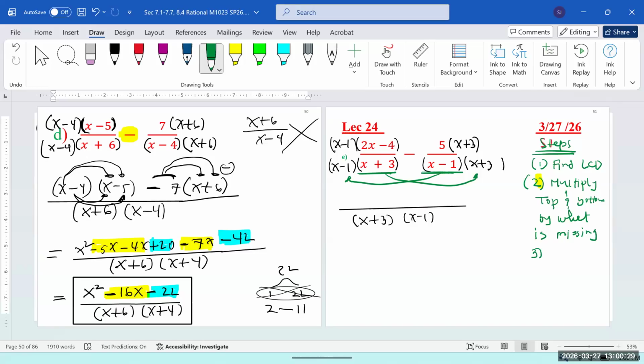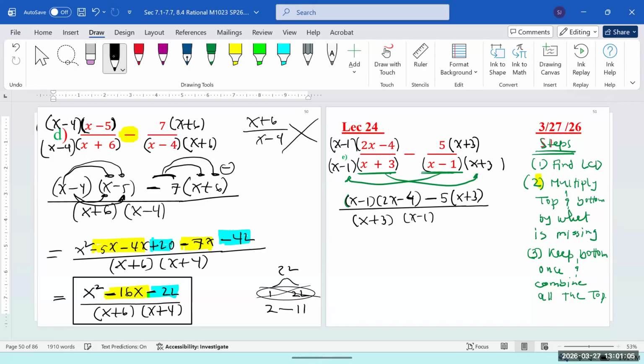Now, third step, once you have the same denominator, keep the bottoms and combine all the tops. So the first numerator is x minus 1 times 2x minus 4. And this time we are subtracting. Our second numerator is x plus 3 multiplied by 5. So this is our step 1. This is our step 2.